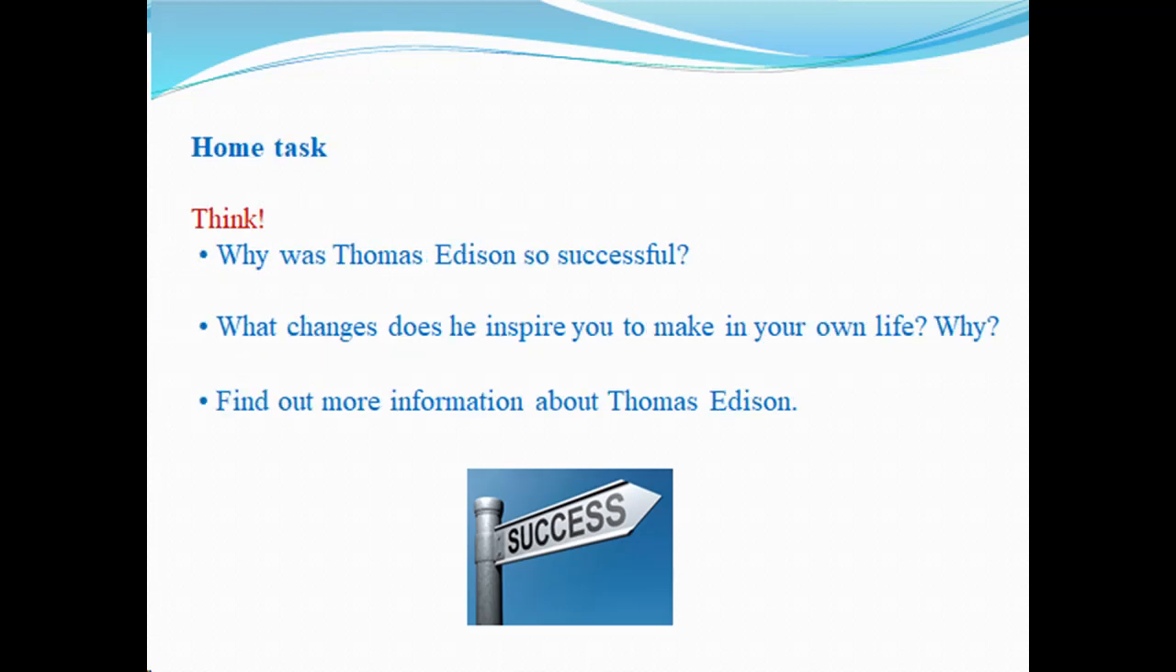Your home task. Think, why was Thomas Edison so successful? What changes does he inspire you to make in your own life? Why? Find out more information about Thomas Edison.